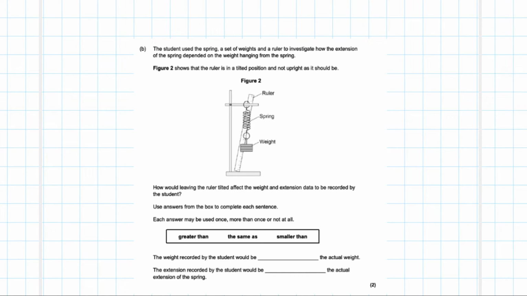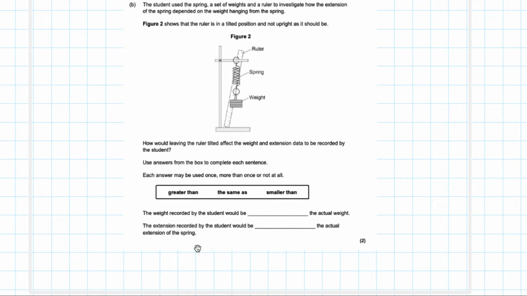Okay, so this is quite a tricky one. We've got to think about what we are actually using to measure these. Here, the ruler is used to measure the extension, but the first one we're looking at is the weight. Well, for the weight, we use a set of scales.